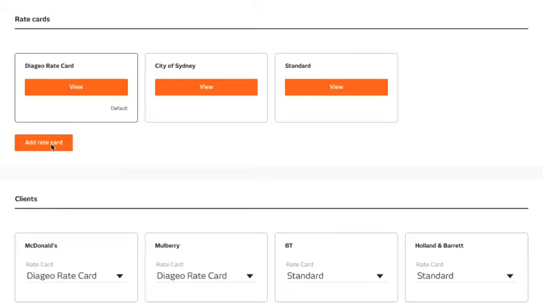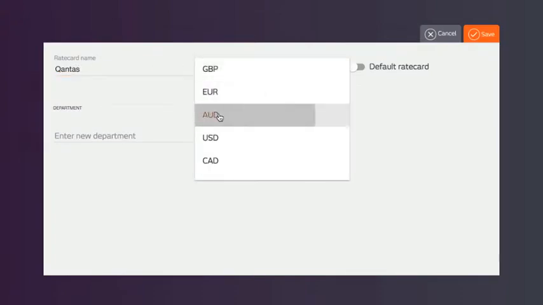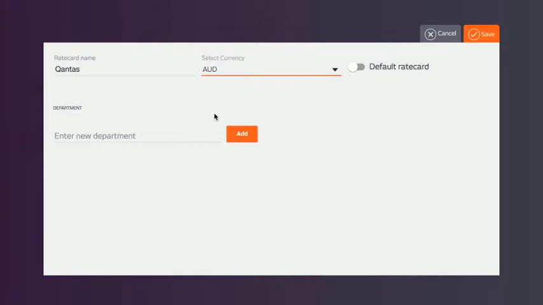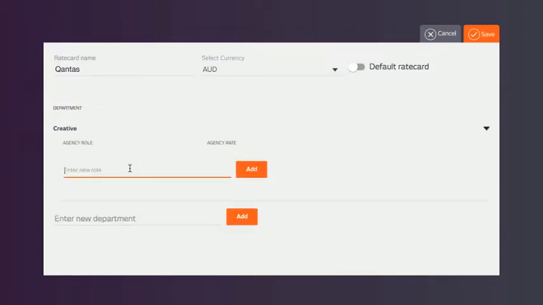I'm just going to quickly add a rate card. I'll give the rate card a name, select a currency, and Scope allows me to add departments to my rate card. I'm going to add the creative department. And within the creative department, I can add my agency roles. First and foremost, I guess, would be a creative director. And I can add that role to the rate card.